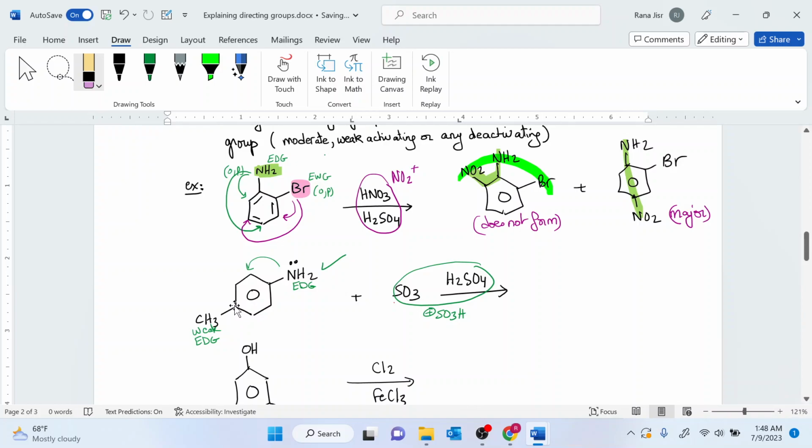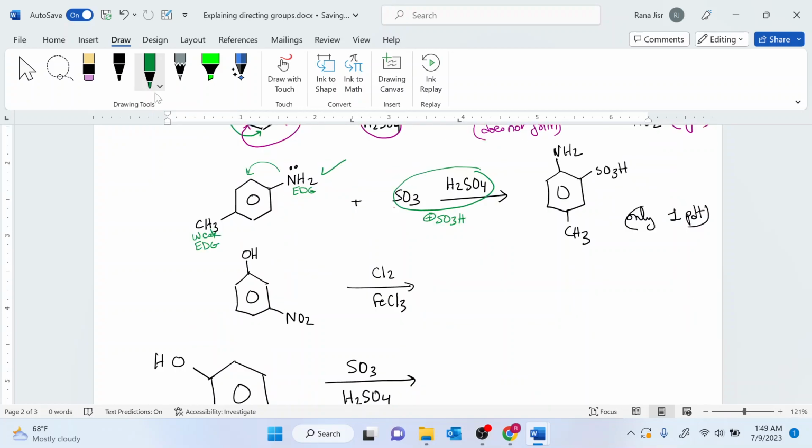So the para position is already occupied, so you only have one product, which is the ortho product. It can add either on this side or on the other side, and both are going to be the same because they're going to result in the same name of the chemical formed. So you're going to end up having your NH2 over here. The sulfonate or the sulfonic acid is going to add on this side or on the other side. It really doesn't matter. Both are going to be the same, and that is going to be only one product.